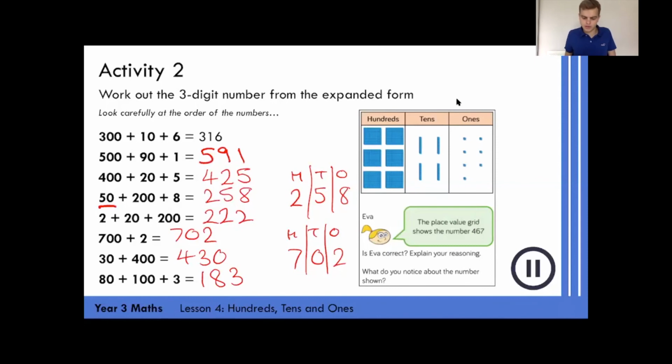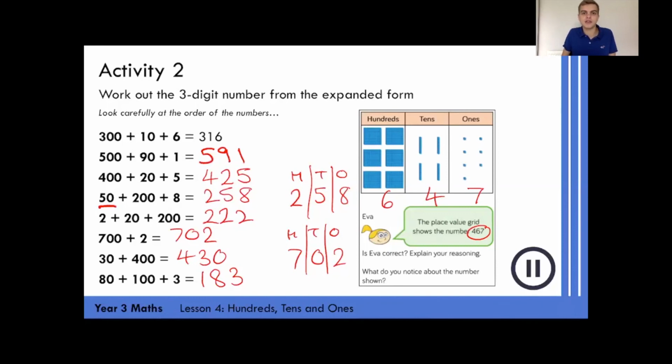Let's check what Eva was doing. It says Eva has made 467. Now I'm going to look at what number she's actually made. I can see she's made 6 hundreds here. She's made 4 tens, and she's got 7 ones. So she thinks she's made 467. She hasn't, has she? She's made 647. She has swapped the hundreds and the tens round, hasn't she? So Eva was wrong, but well done if you managed to correct her.